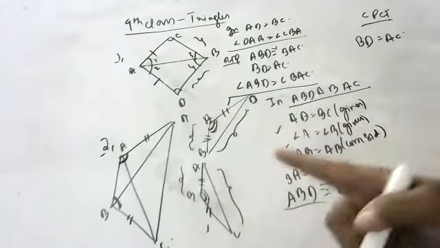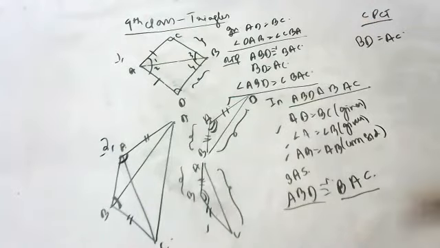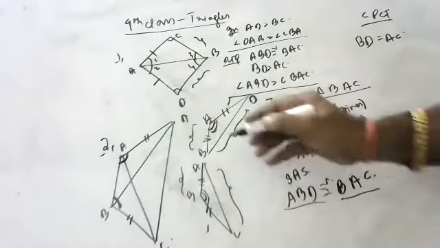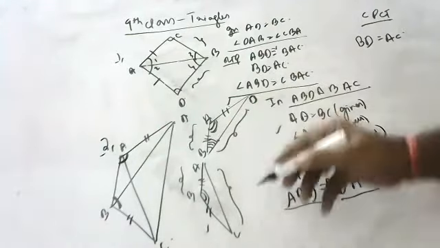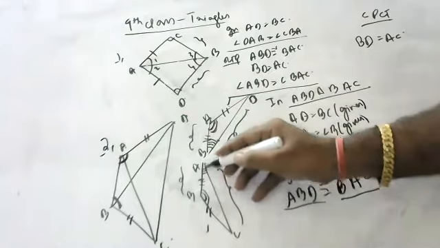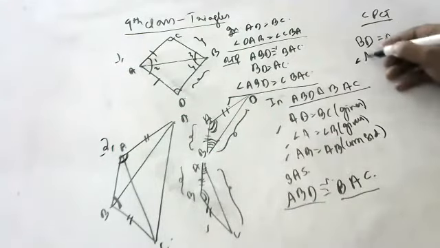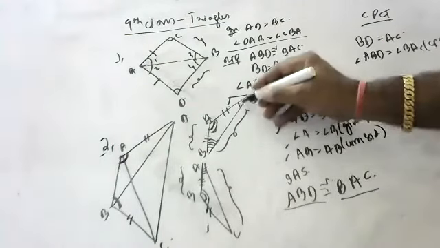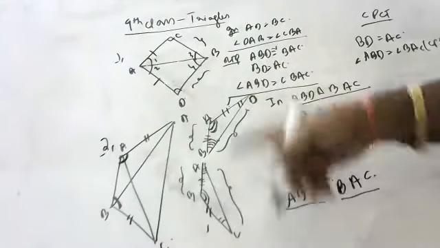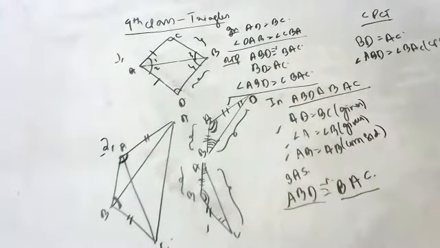If two triangles are congruent, all sides and all angles are equal. Also angle ABD, this angle, is equal to angle BAC, this angle. How, children? By CPCT, same. And if you want this angle equal to this angle, you can write angle D is equal to angle C also. How? By CPCT. Everything is by CPCT only, children.